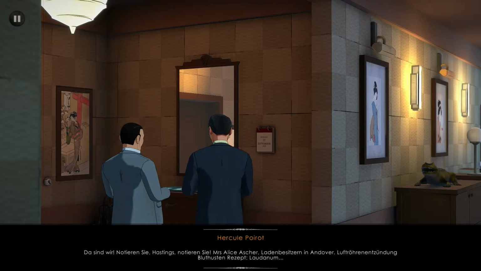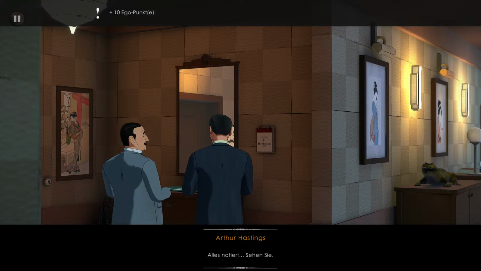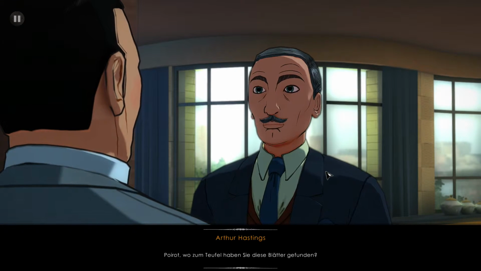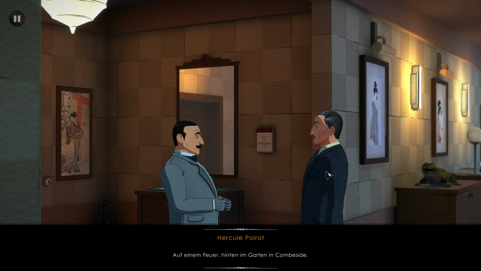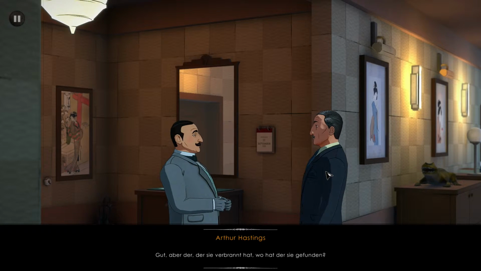Got it! Make a note, Hastings, make a note. Mrs. Alice Asher, shop owner in Andover. Tracheitis, hemoptysis, prescribed laudanum. I got it. Look. Poirot, where on earth did you find these files? On a fire at the bottom of the garden at campsite. All right, but where did the person who burned them find them?